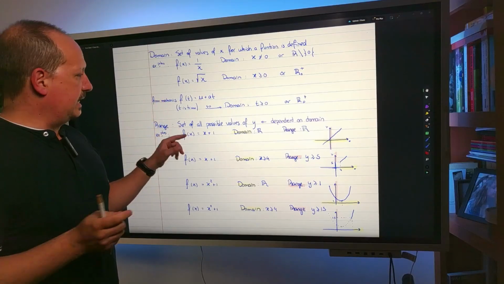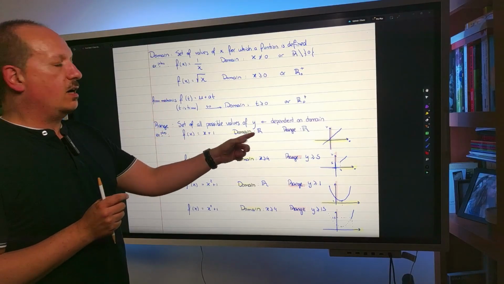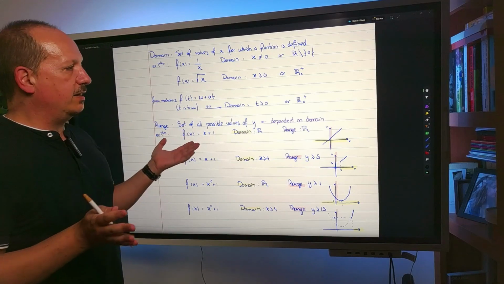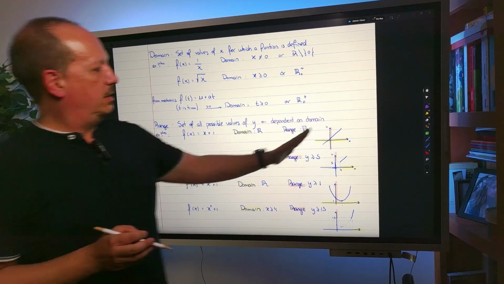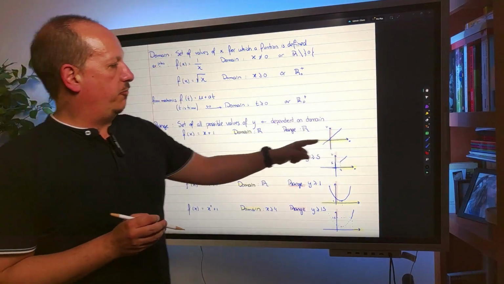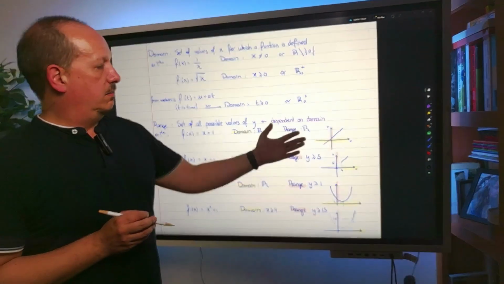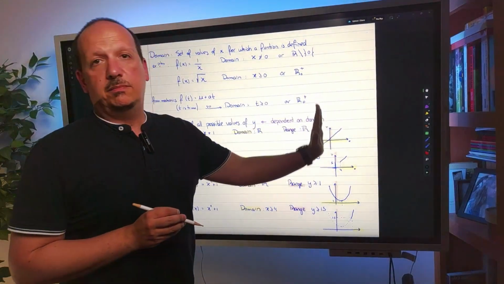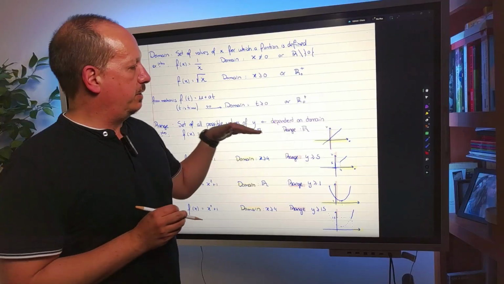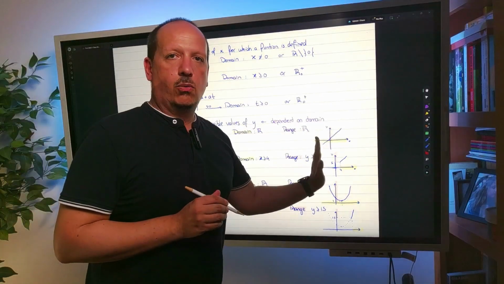If nothing is said about this function, then the domain is R. X can be anything, right? This is a straight line up. So if the domain is R, the range is also going to be R. There are no restrictions whatsoever in X or Y.